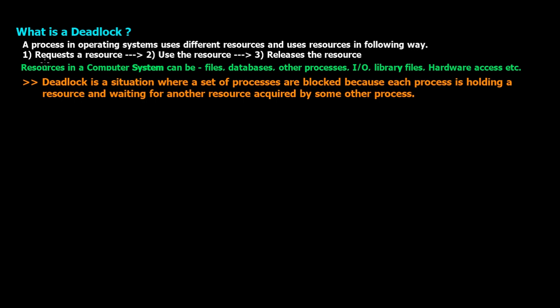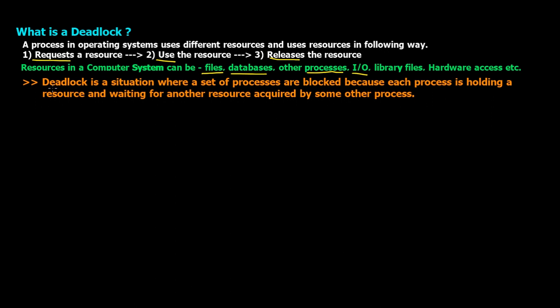What happens is, the first step is the process requests that resource, then the process uses that resource, and lastly it releases that resource. This is what happens step by step whenever a process accesses a resource, right? Resources in a computer system can be files, databases, other processes, input-output operations, library files, or a process may want hardware access. For example, if you are connected to a printer, maybe a process wants access to that printer to print certain pages, and so on. There can be n number of different types of resources in a computer system which a process might want.